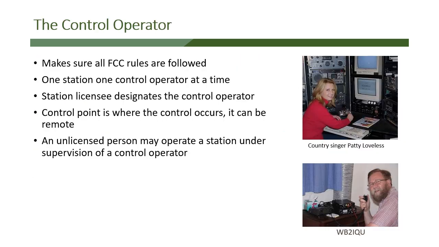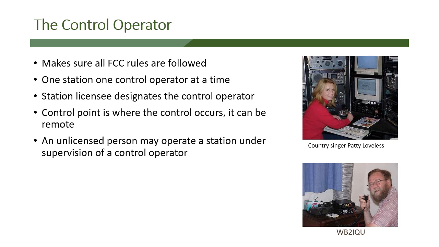Now you also have to be familiar with certain other terms like the control operator. The control operator makes sure all FCC rules are followed. One station, one control operator at a time. The station licensee designates the control operator. So if I own the radio station, if I own my shack, for example, and you come into my shack and you have a license, I can say to you, okay, you're the control operator. And I can literally leave at that point. And you can then go ahead and operate the station, but you're now in charge of following all the rules and making sure anybody else who's there is following all the rules.